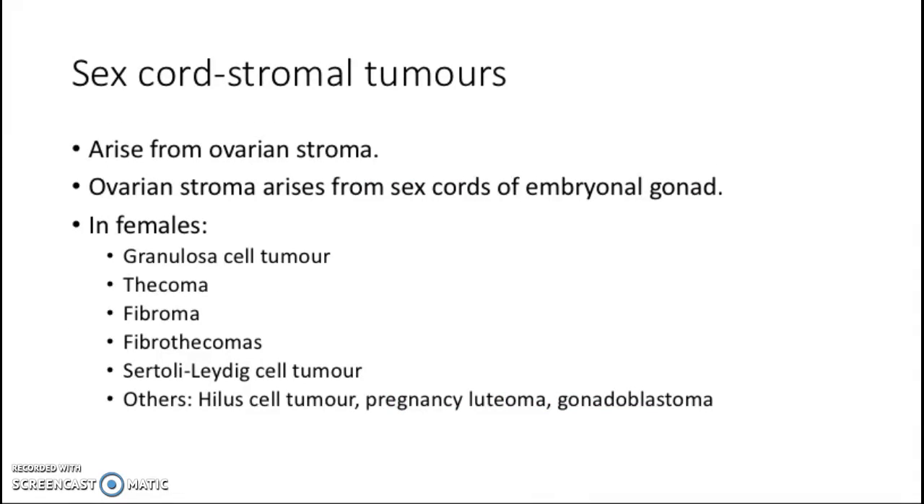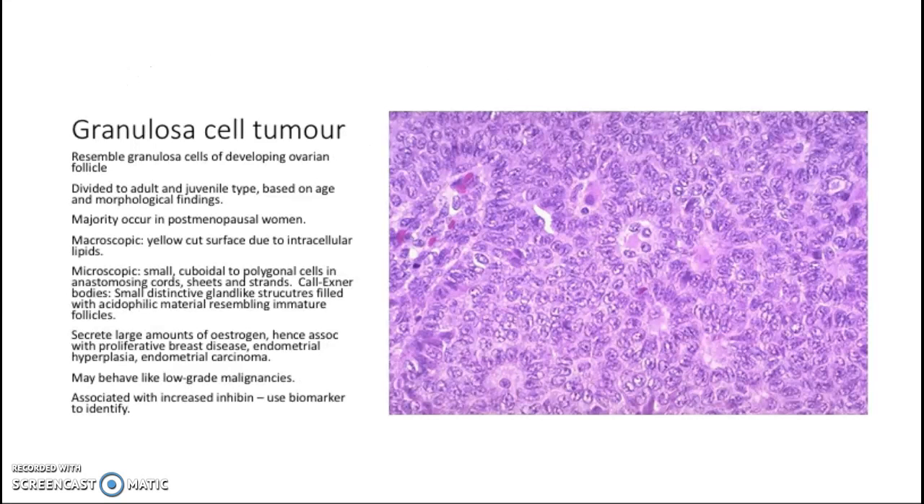Sex cord-stromal tumors arise from ovarian stroma, and ovarian stroma arises from sex cords of the embryonal gonad. In females, there are different types of sex cord-stromal tumor. A more common type is granulosa cell tumor. It resembles granulosa cells of the developing ovarian follicle, and you can divide it into adult and juvenile type based on the age and the morphological findings.